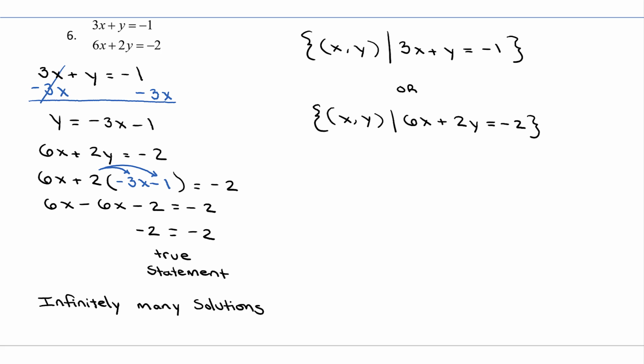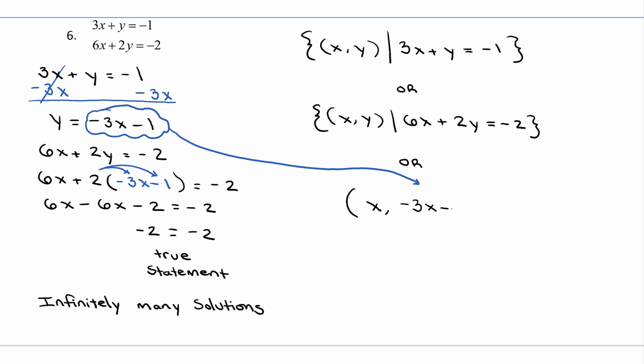Another way that we could write this would be in our parametric form. We write it so it looks like an ordered pair. Open up a set of parentheses, write x comma, and then here we would have to write y solved in terms of x. We would have this expression here, the negative 3x minus 1, which is equivalent to y, and it's in terms of x. And this is another way that we can write our solution.